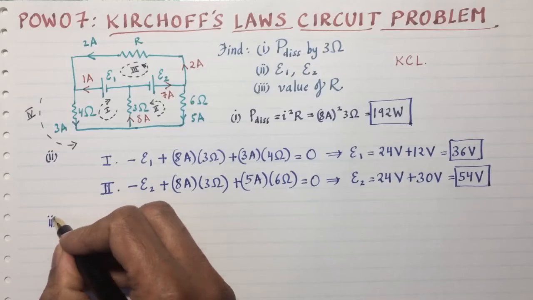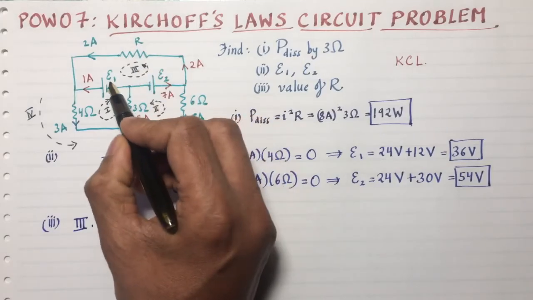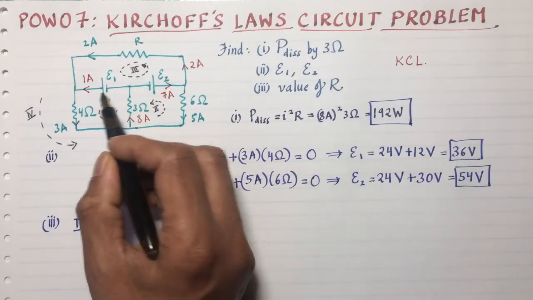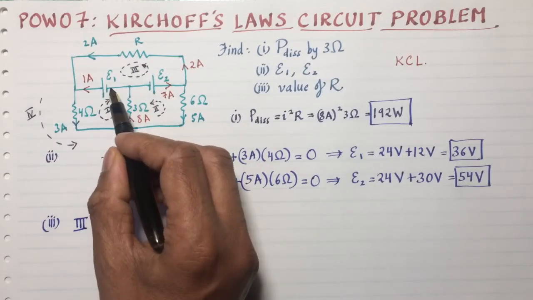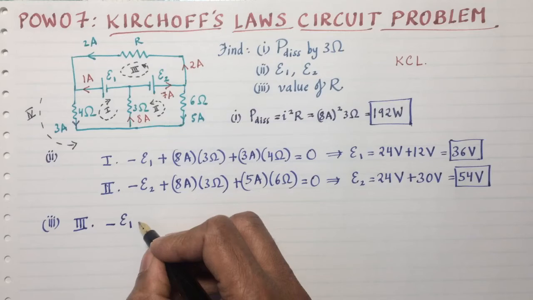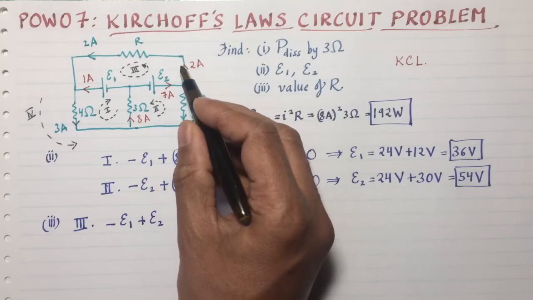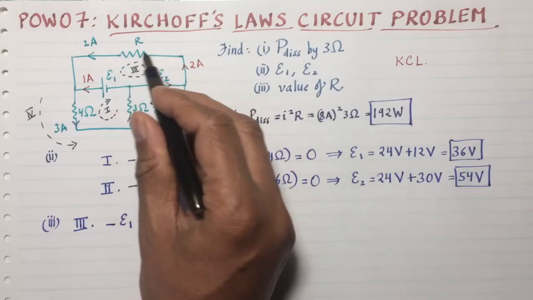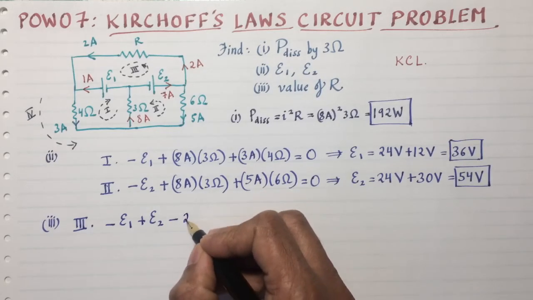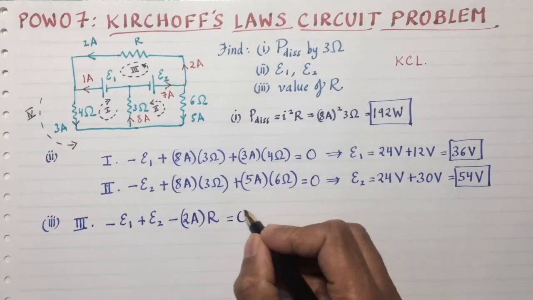For the third part, let's choose loop 3. Loop 3 is a loop that starts here and stays within the top part. So let's start from some battery. How about battery E1? You're going down in potential, so that gives me negative E1. And then battery E2, you're going up in potential, so I get positive E2 because I'm going from negative to positive. I must be climbing the hill. Over here, I am going in the same direction as current, which means I must be descending. So I get minus the resistance, the current, which is 2 amperes, times the resistance R, which we do not know, back to where we started. So that's equal to 0.